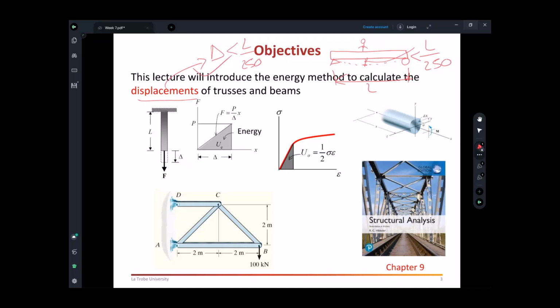So our job right now is to calculate this displacement in the structures. Next semester, we are going to compare this displacement with the Australian standards to make sure that our structures are serviceable. So that's where we are standing right now.